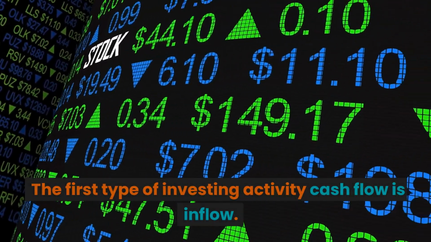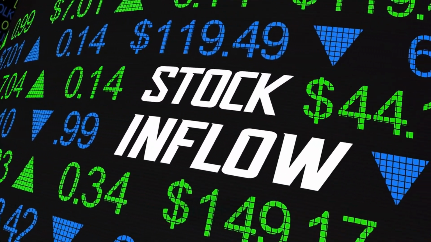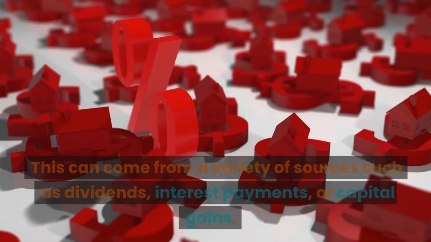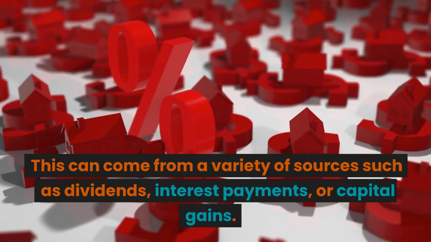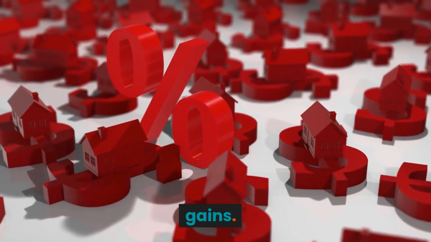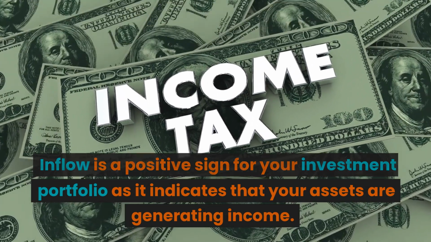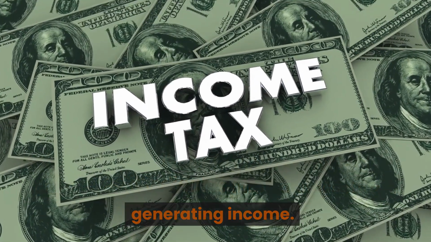The first type of investing activity cash flow is inflow. Inflow is the cash that is coming into your investment portfolio. This can come from a variety of sources such as dividends, interest payments, or capital gains. Inflow is a positive sign for your investment portfolio as it indicates that your assets are generating income.